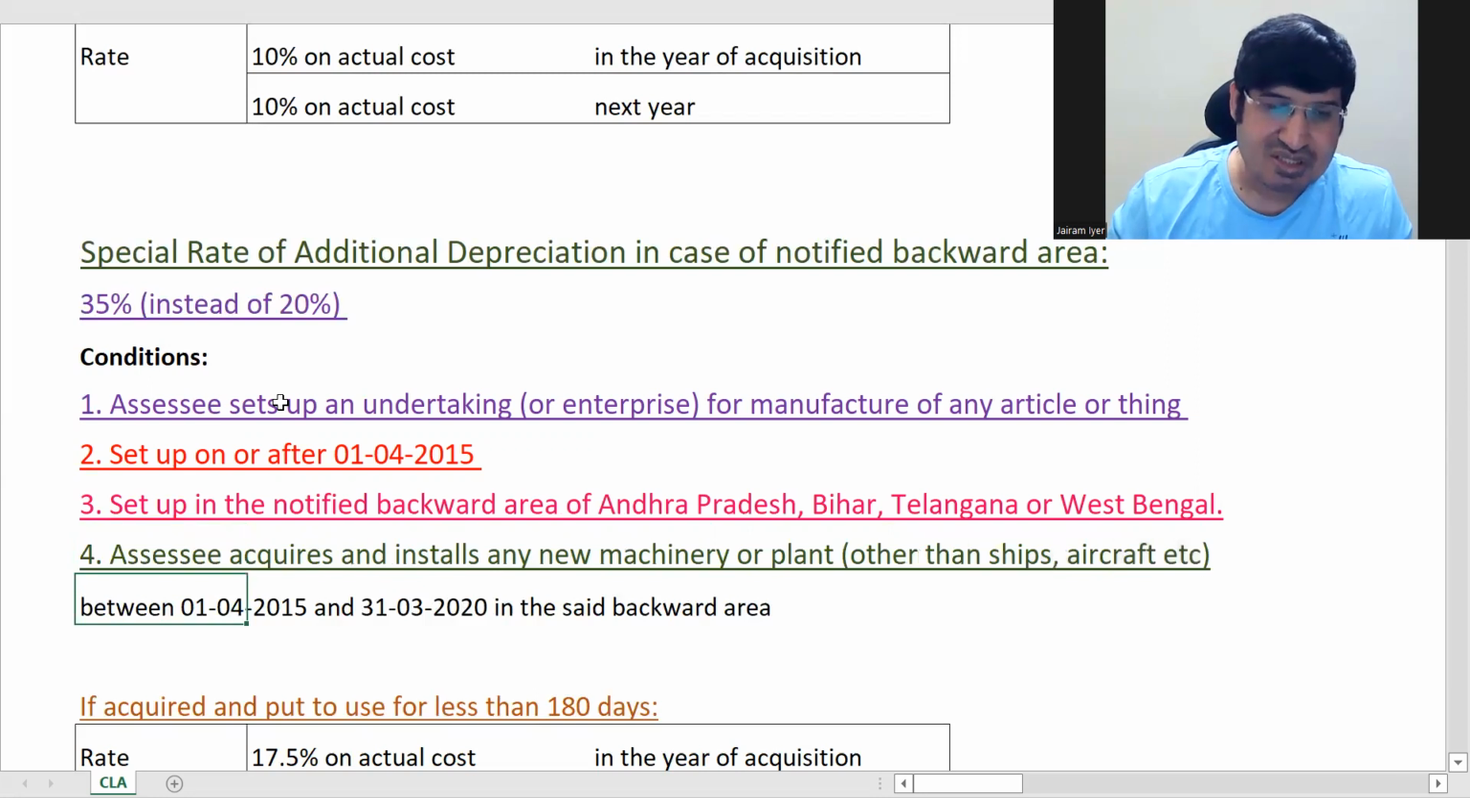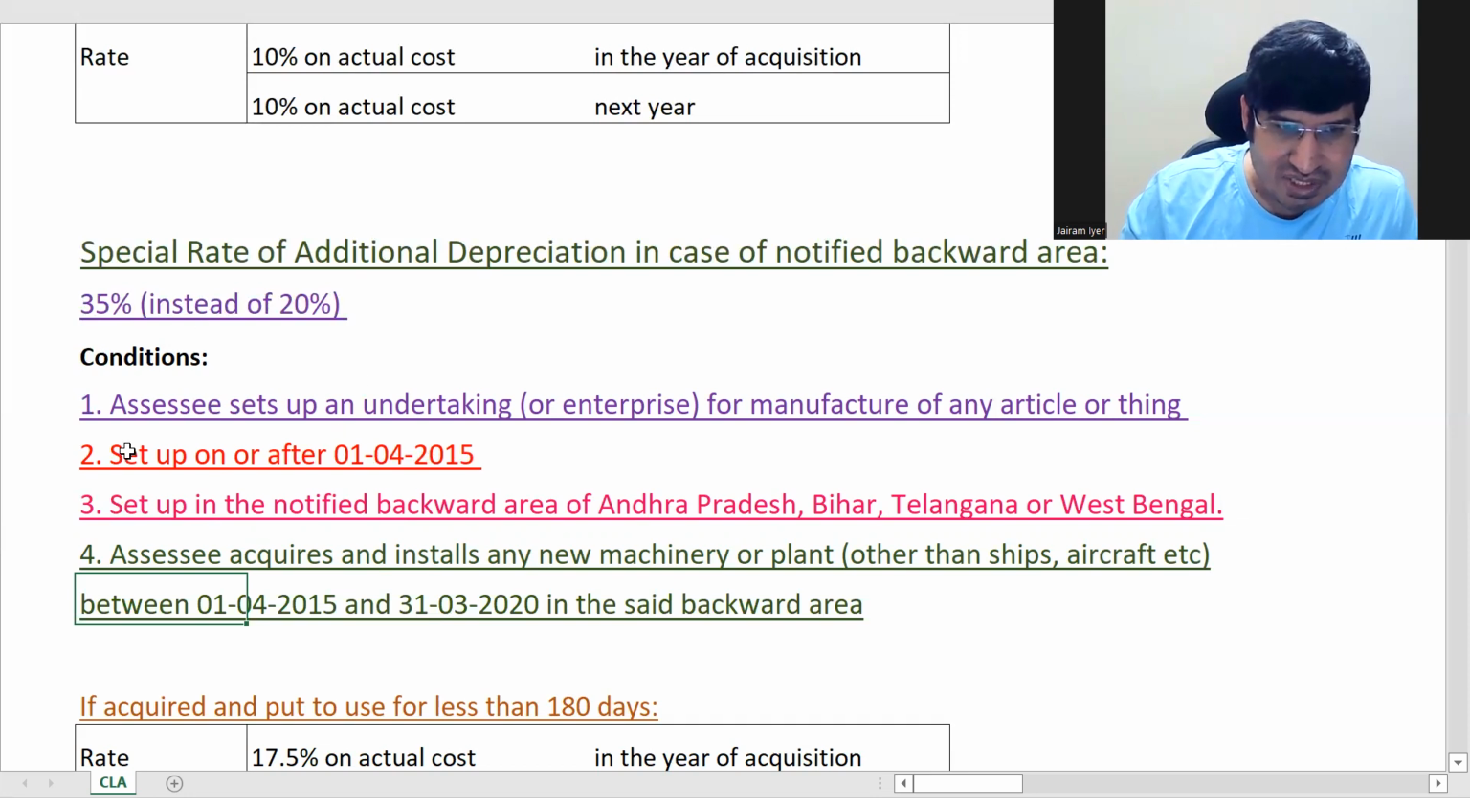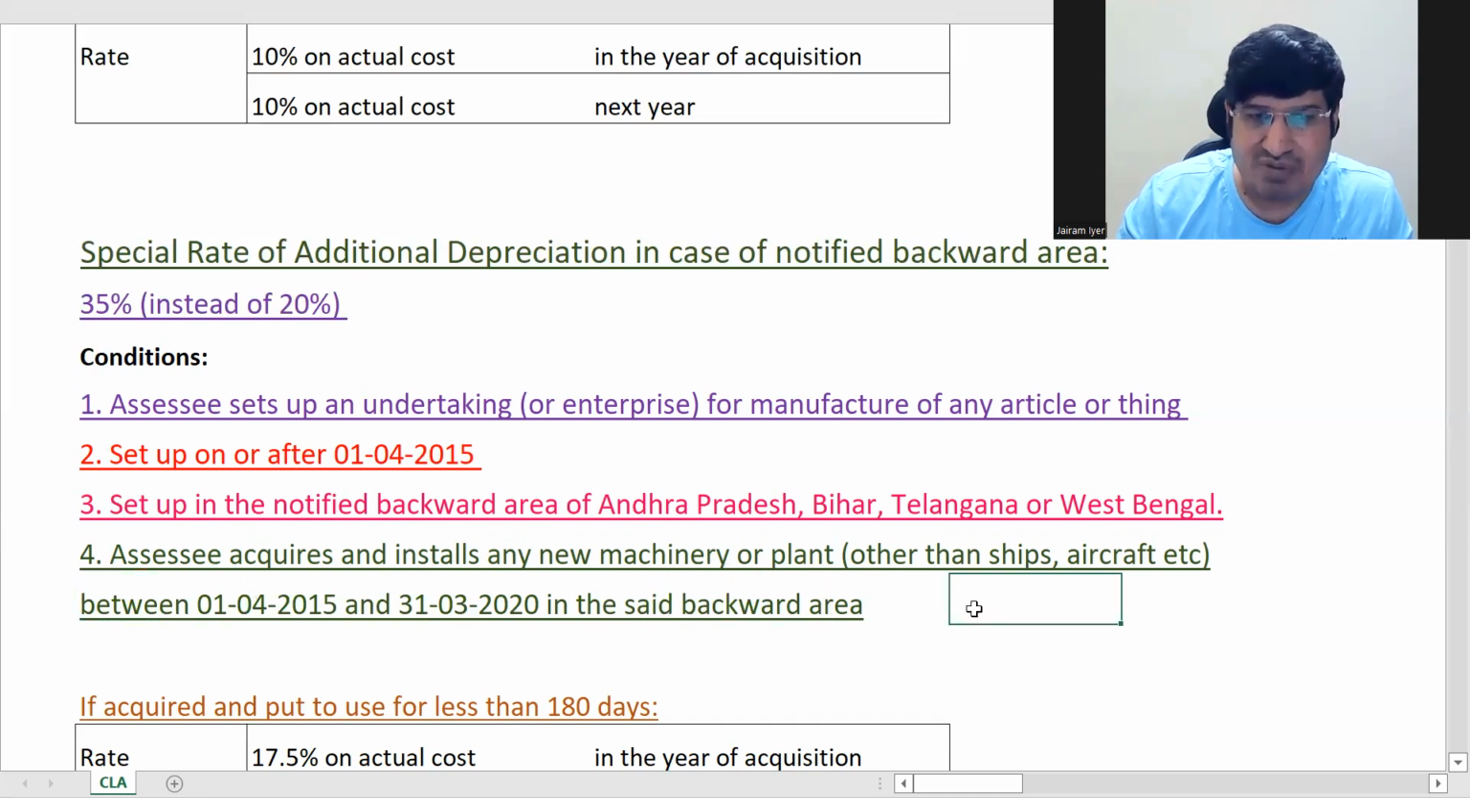Now the installation point was there here, right? We saw on or after 1/4/2005. So here it is. When you have set up the factory, after that only you will start manufacturing. So acquires and installs any new machinery or plant between 1/4/2015 and 31/3/2020 in the said backward area. These are the 5.